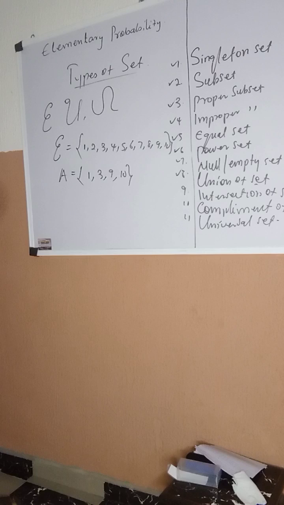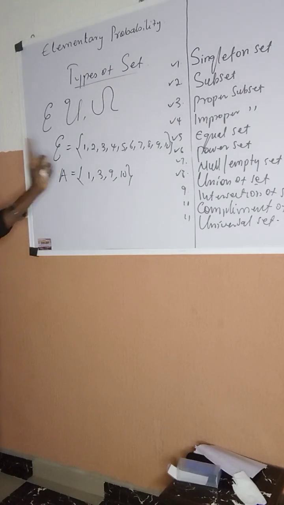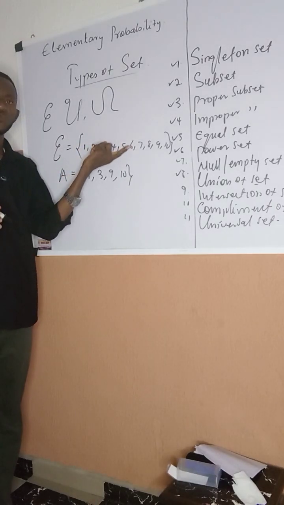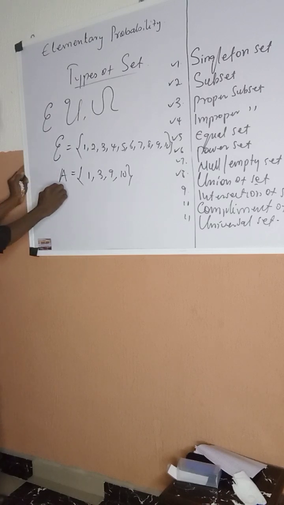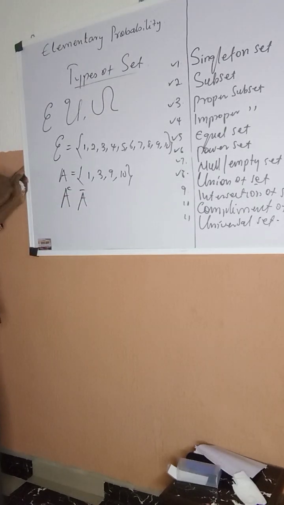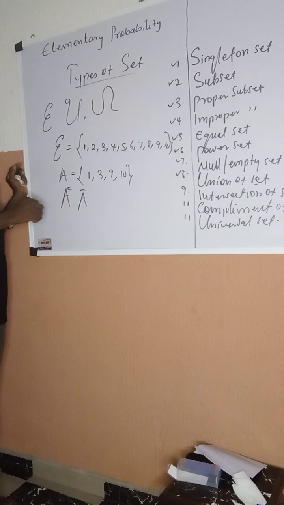When we talk about the complement of set A, we are talking about all other members contained in the universal set which are not contained in this set A. We call it a complement. When we want to write a complement, it can either be written like this, A complement, or like this, A complement. Any of these is acceptable.